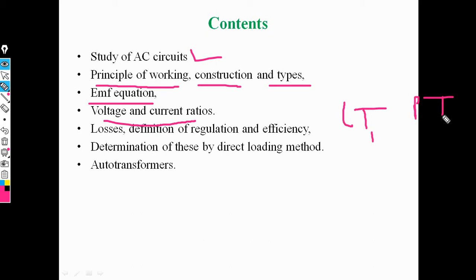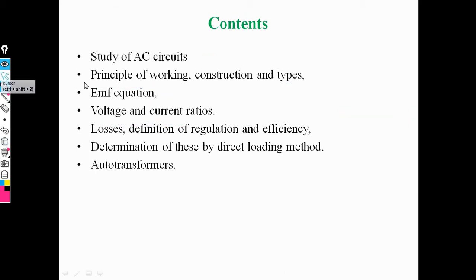transformer. Now in this unit we have methods or techniques to measure the parameters of the transformer, that is voltage, current and frequency, by using the direct loading method. The last point is the concept of auto transformer. Okay, these are the syllabus in unit number 4, part B, that is transformer. Now we will explain one topic at a time.